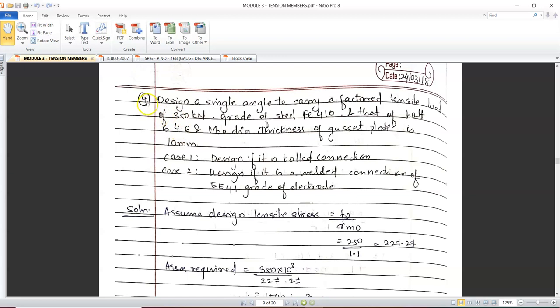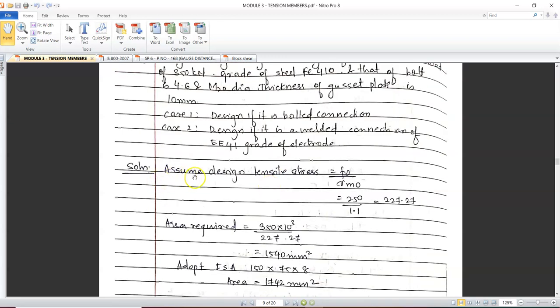Coming back to the notes, that is problem number 4. It says design a single angle to carry a factored tensile load of 350 kilonewton. So these are the other given details. I hope you write the same details in your book also and solve along with this video. Case 1 says design it if it is connected by bolted connection, and design the same if it is connected by welded connection using E41 grade of electrode.